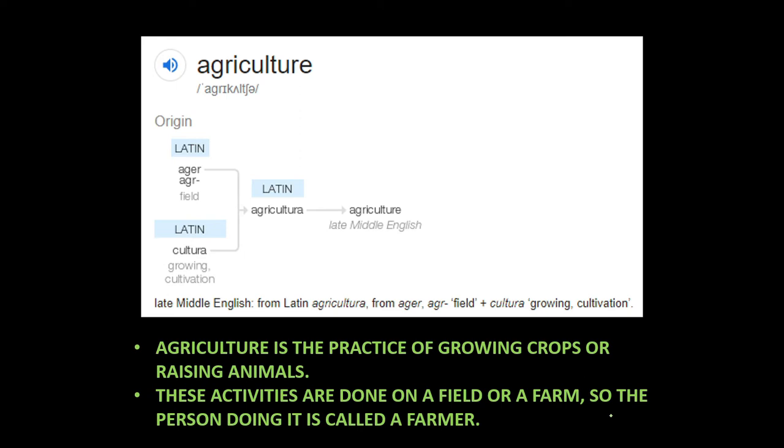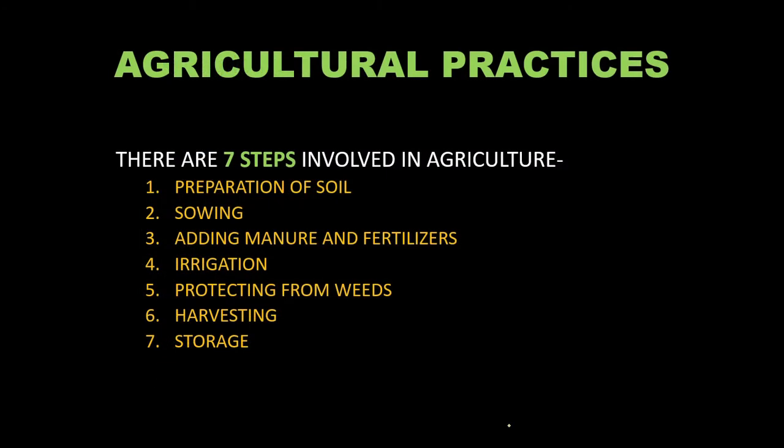It is made up of two Latin words, ager and cultura. Ager means field and cultura is Latin for cultivation, so growing on the field. These activities are done on a field or a farm, so the person doing it is called a farmer. So till now we understood why we need to do agriculture. Yes, because we are a big population and we need a regular supply of food.